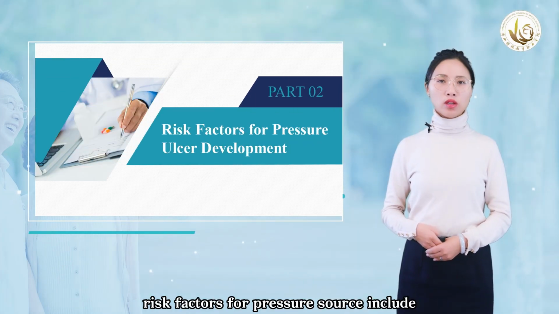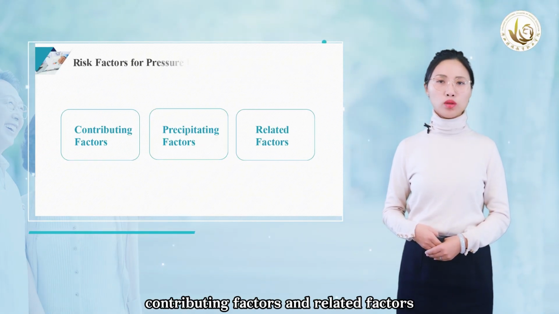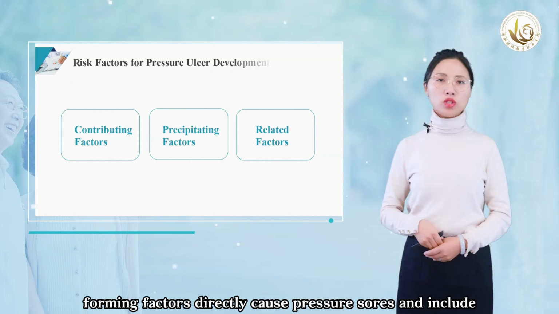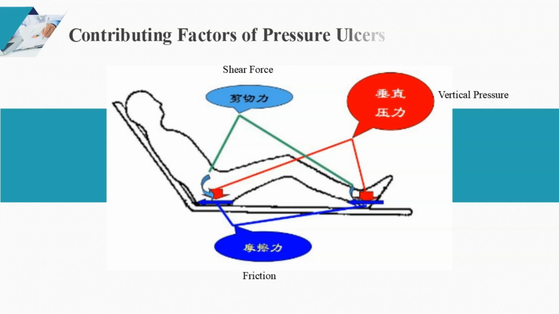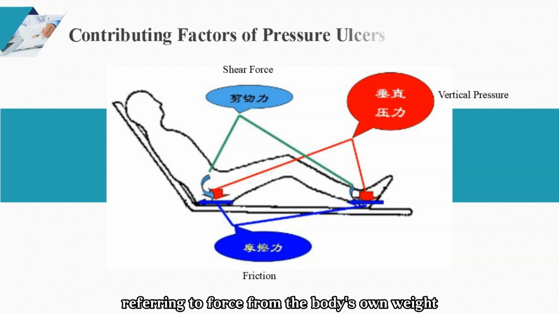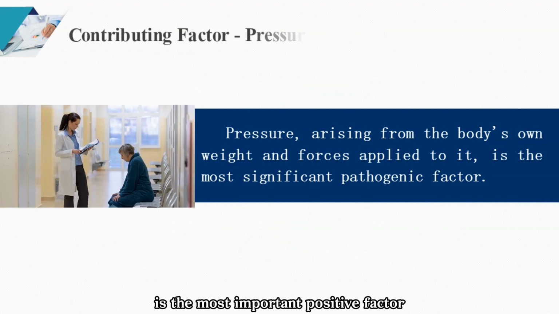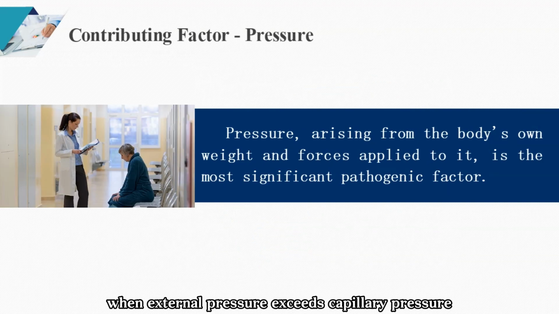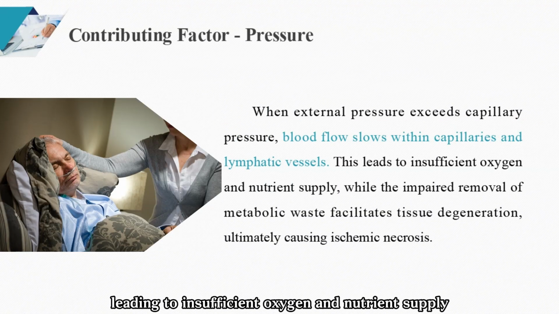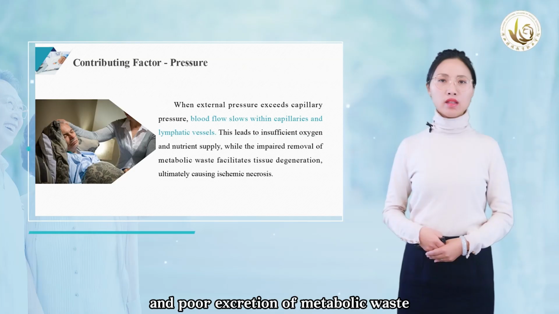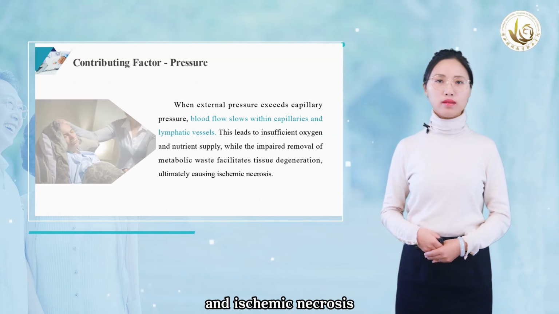2. Risk factors for pressure sores include formative factors, contributing factors, and related factors. Formative factors directly cause pressure sores and include pressure, friction, and shear force. Among these, pressure, referring to force from the body's own weight and externally applied forces, is the most important causative factor. When external pressure exceeds capillary pressure, blood flow in capillaries and lymphatic vessels slows down, leading to insufficient oxygen and nutrient supply and poor excretion of metabolic waste, which can easily cause tissue degeneration and ischemic necrosis.